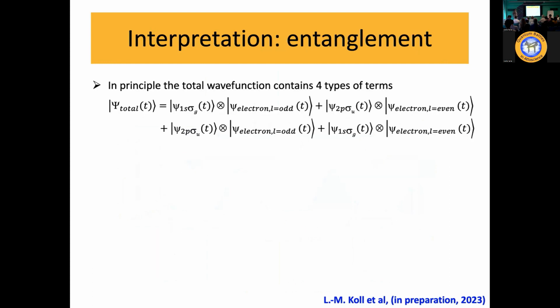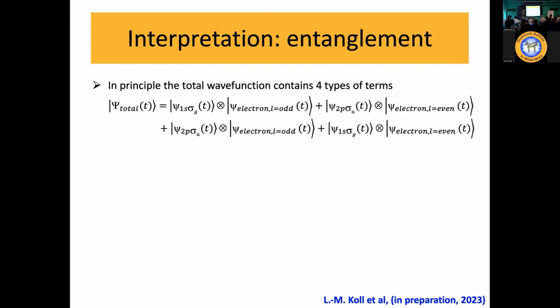Okay, so now let me try to explain how we think about this experiment and how we can rationalize this decision. In principle, the total wave function that we can talk about consists schematically of 4 terms. And what are these 4 terms? We can either have the ion in the 1sσg, the gerade state, or we can have the ion in the 2pσu, the ungerade state. And we can have photoelectrons that have odd angular momentum, or photoelectrons that have even angular momentum. Those are in principle the 4 different combinations that we can encounter in our wave function.